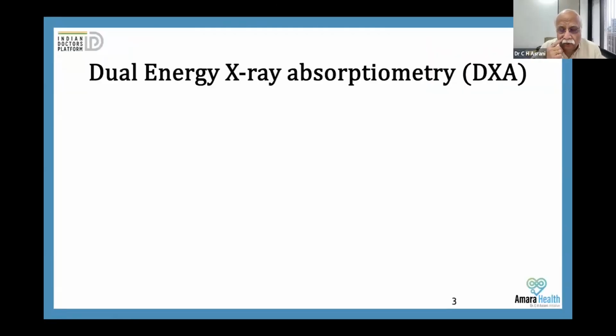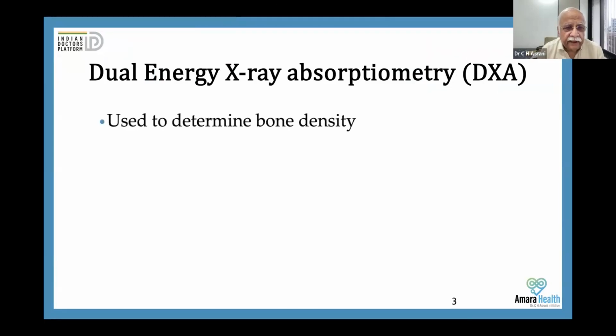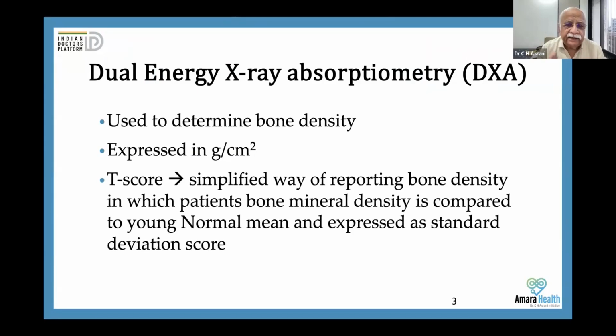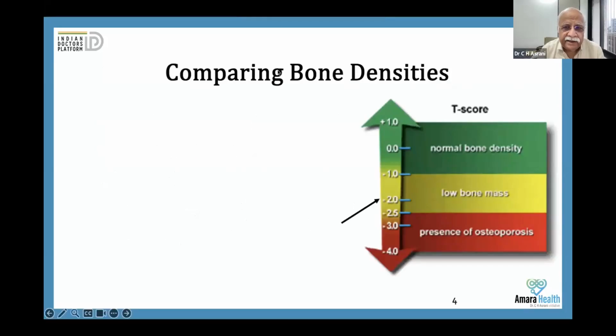Coming to osteoporosis. The diagnostic of osteoporosis is DEXA, used to determine bone density, expressed in gram per centimeter square. There is a T-score which tells you how much the bone density is. And this is the diagrammatic presentation of T-score: green, yellow, and red.